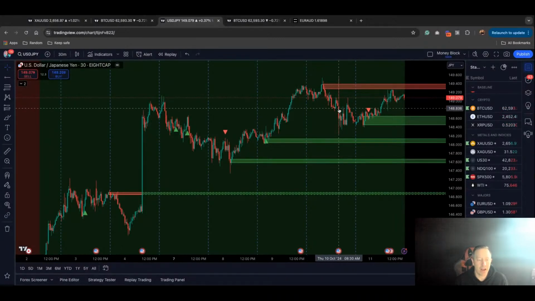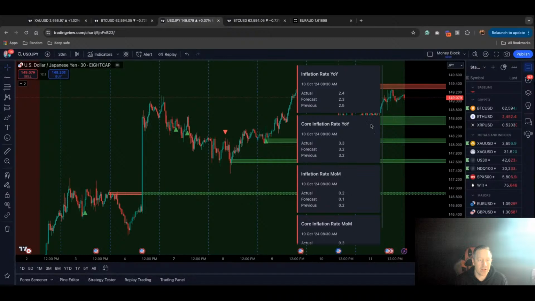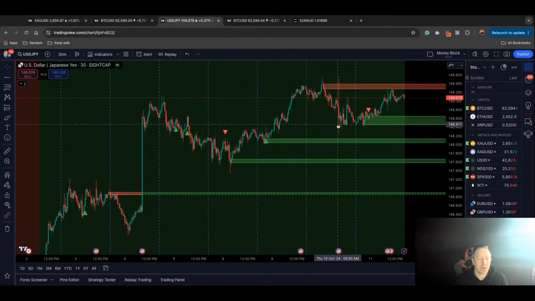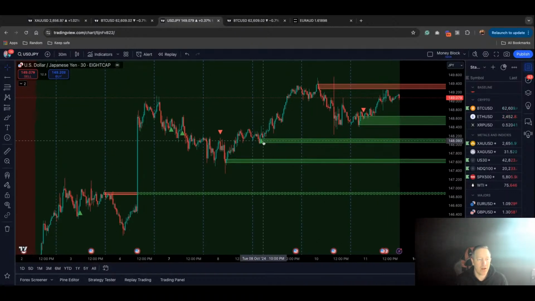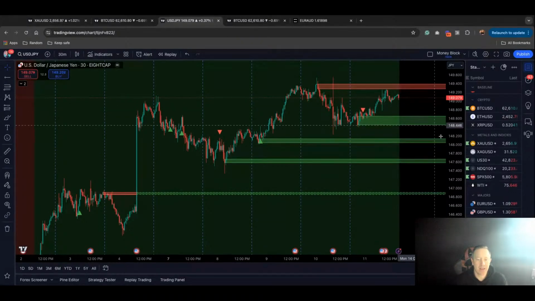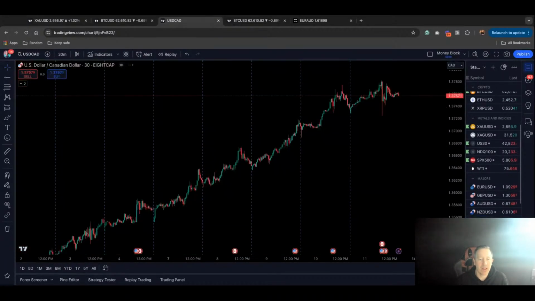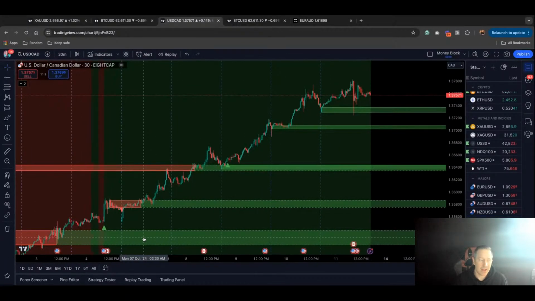Fantastic opportunity right here at 8:30. There was news, massive news that day with inflation rate. So that's where that wick came into play. You can tell that's why I don't trade the news. Bounce off this order block. So I really like to see a buy opportunity here, come down, retest, and then take a buy opportunity back up into it. USD CAD, same thing.